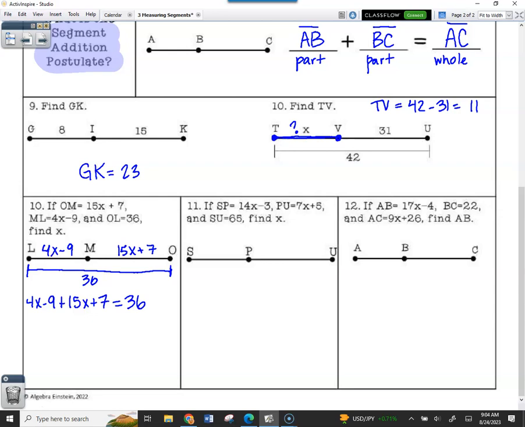If you already have 10 done, feel free to do 11 and 12 as well. Label your picture based on what they give you. All right, I need you to solve that equation. You need to combine like terms before you start moving things.